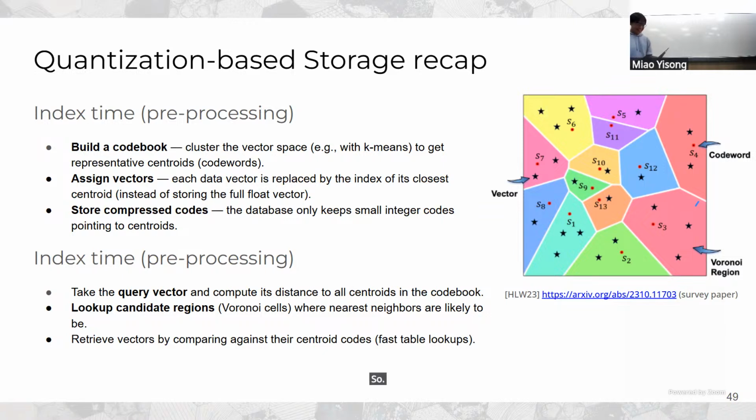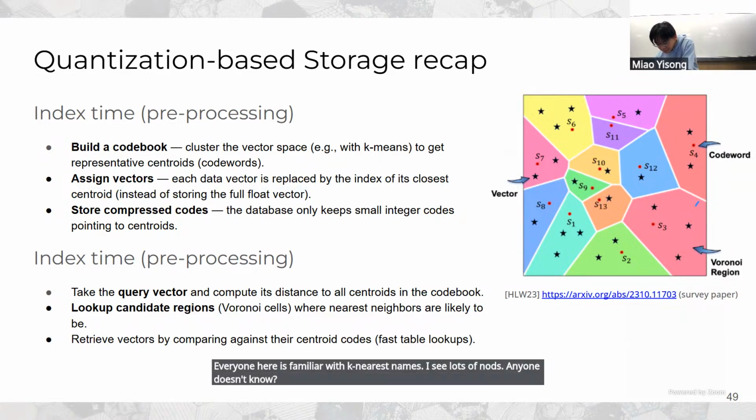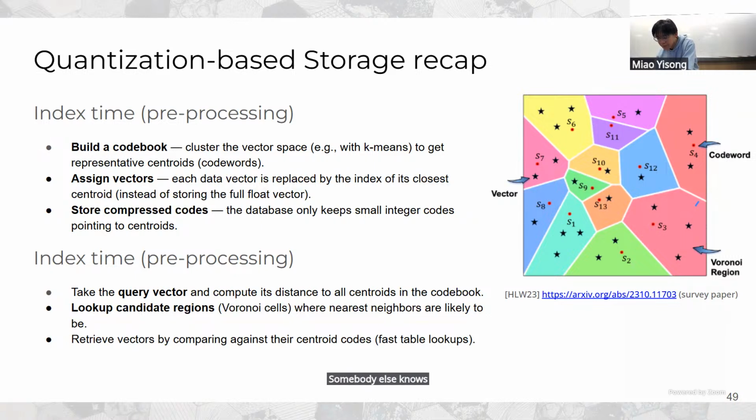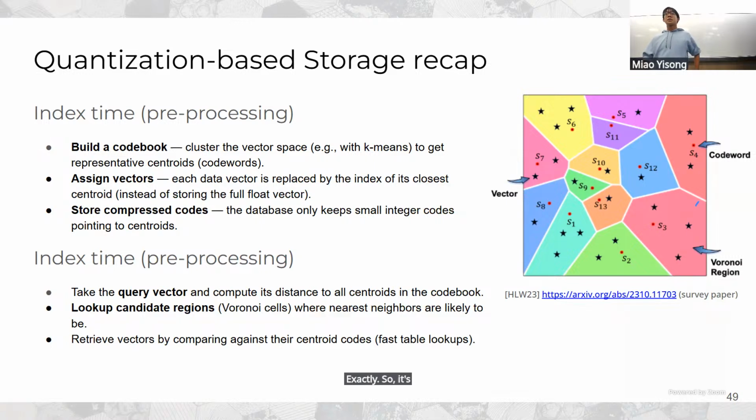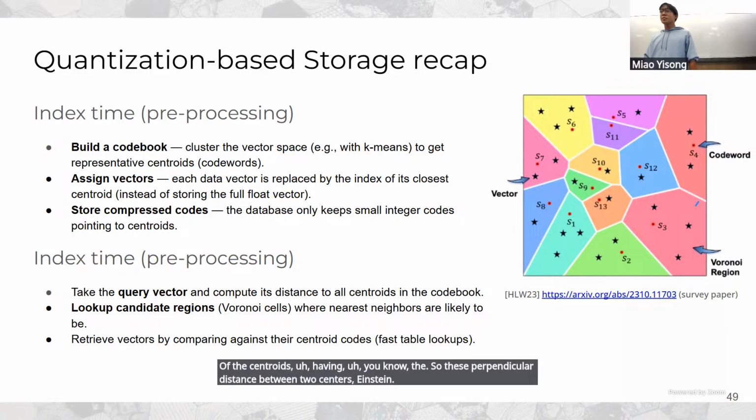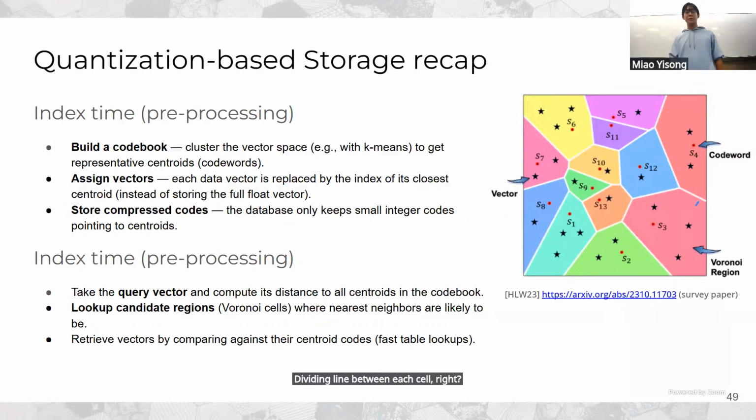So, everyone, do you know where the Voronoi cells are coming from? Everyone here is familiar with K nearest neighbors. I see lots of nods. Anyone doesn't know? Fine if you don't know, then somebody else who knows can explain it. I think Voronoi cells arise when you try to find the equal distance between each centroid. Exactly. It's a side effect of the centroids: the perpendicular line of equal distance between two centers is the dividing line between each cell. Right? Perfect.